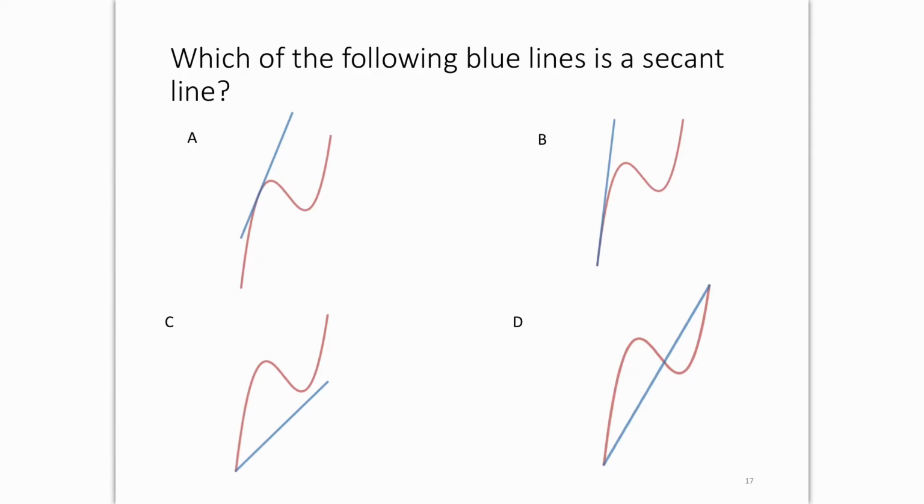So a quick multiple choice question for you here. Which of the following blue lines is a secant line? So pause the video, give it your best shot. Alright, so clearly A is a tangent line, not a secant line. B might be a tangent line. B looks a little bit weird though, so definitely not B. I don't know what C is doing. But if you look at D, it's going from one endpoint to the other endpoint and connecting them. That is definitely a secant line.